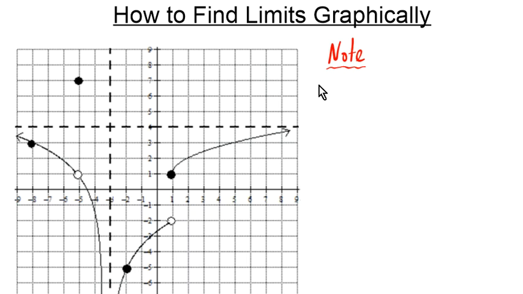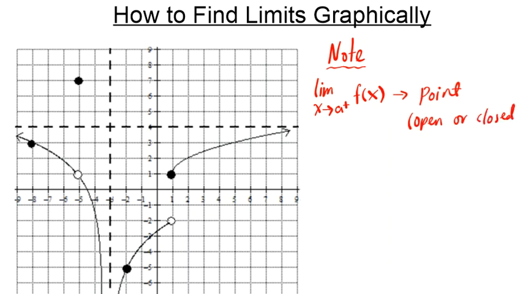If you're finding a directional limit, for example, the limit as x approaches a from the right of f of x, if it's going to a point, the point can be open or closed. So it can be a removable discontinuity or a defined point. If the limit is approaching a point, the answer is going to be the y coordinate of the point that you're approaching.